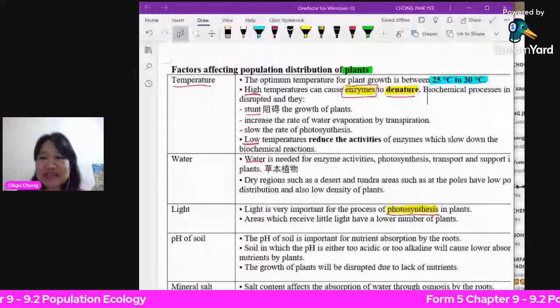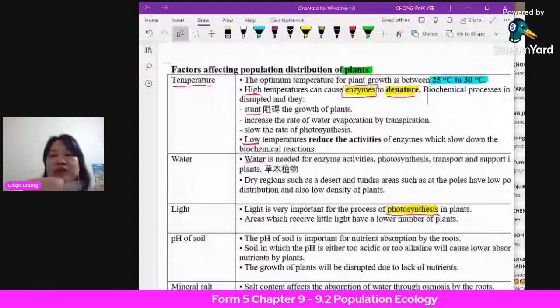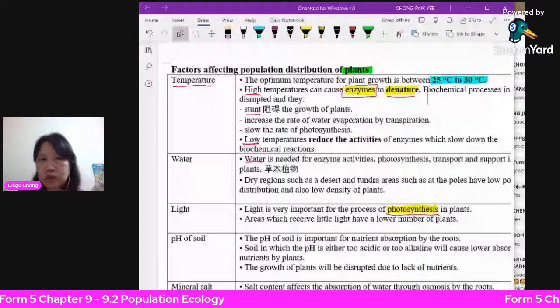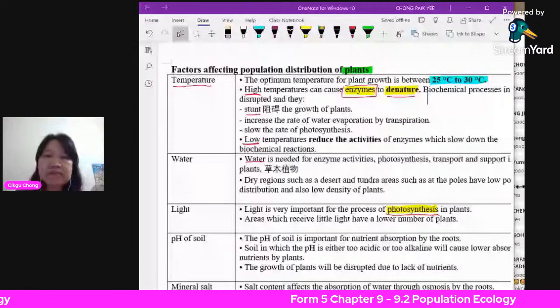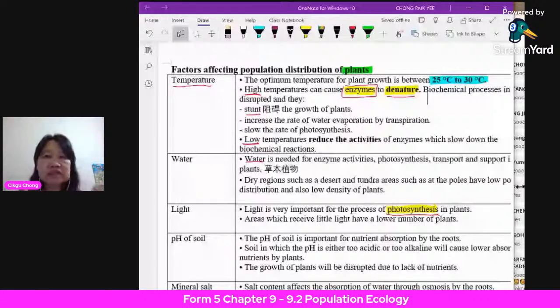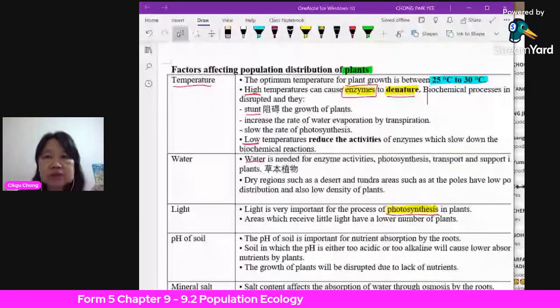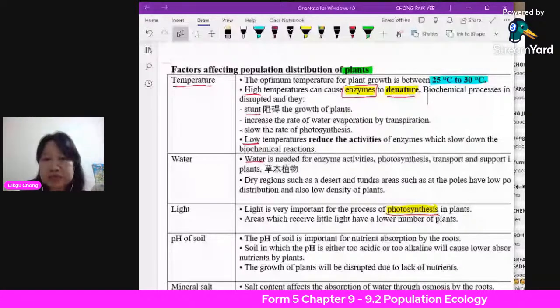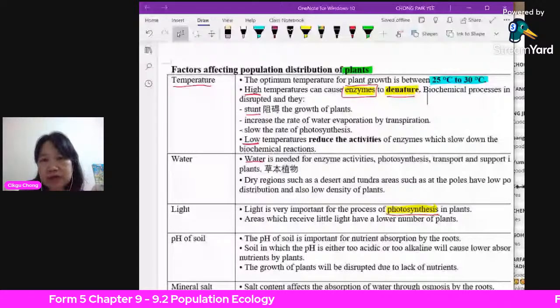Okay, so now temperature affects, because always tie in with enzyme. When you talk about why temperature affects the organism, don't care whether it's plant or animal, it's because of the enzyme. As you know earlier, enzymes will react only when they have a certain optimal temperature. If it's too high, they will denature, or you can say destroy, okay? But denature is still the best word for you to use.